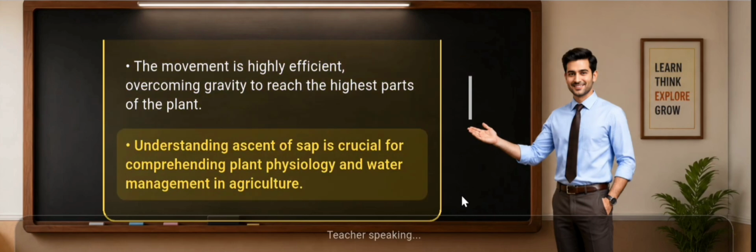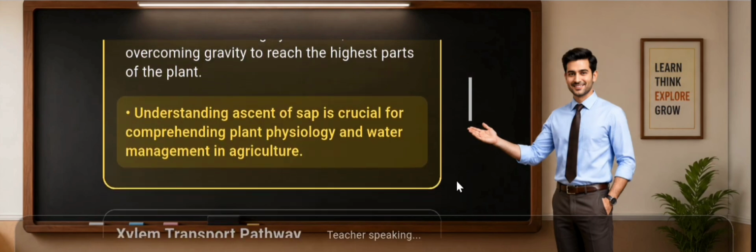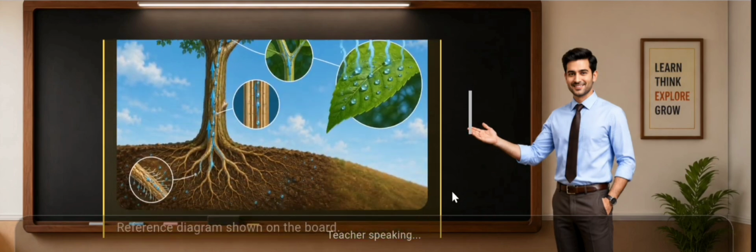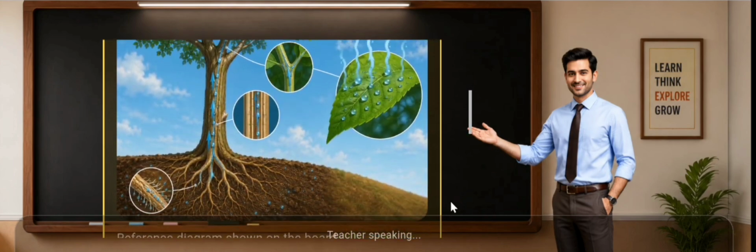Understanding ascent of sap is crucial for comprehending plant physiology and water management in agriculture. Okay, let's look at the xylem transport pathway step by step. First, water enters the root hairs through osmosis. It moves up the xylem vessels to the stem.